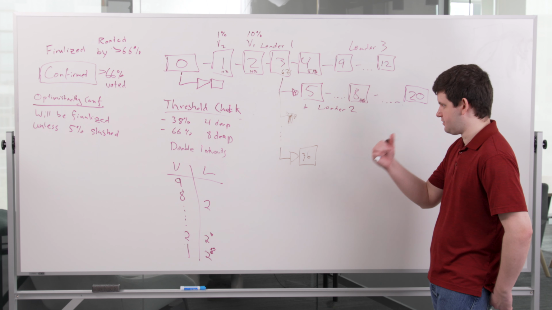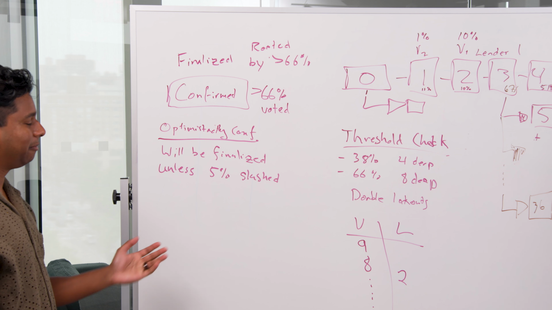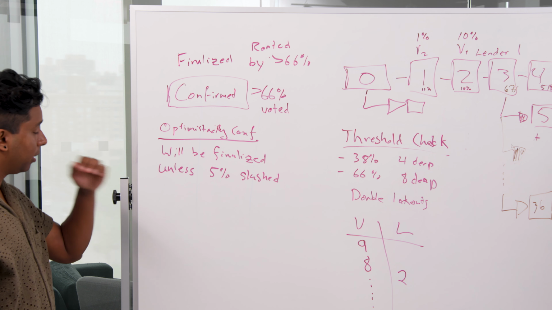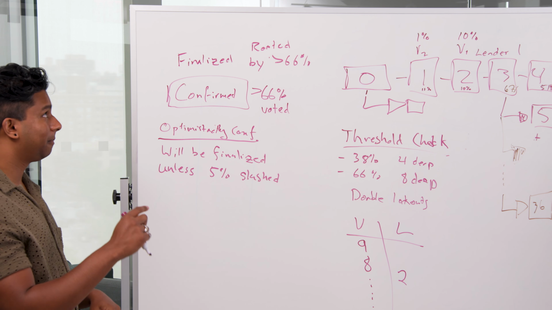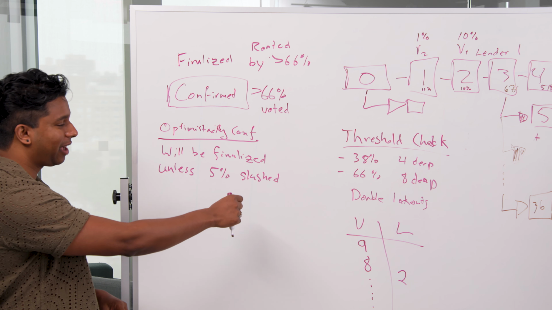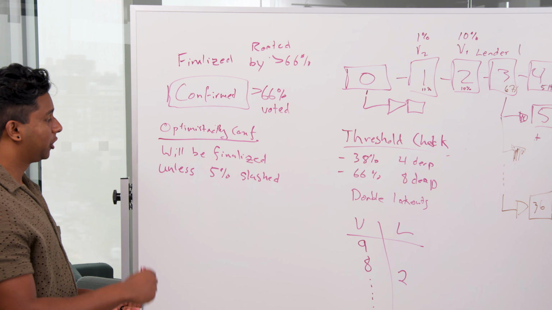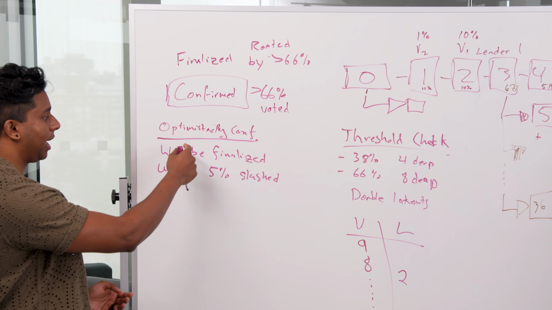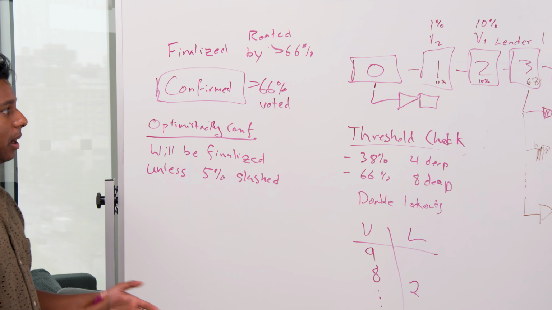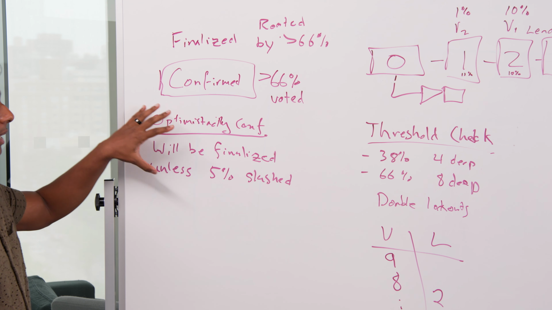Got it. So that's why it's 38, because it's 5 plus 30. 5 plus the super minority. Got it. And so it's not to say that if 5% perform a slashing violation, all optimistically confirmed blocks are going to be rolled back. It's just that there is a slim chance that it does get rolled back if at least 5% gets slashed. There needs to be a couple more things that happen, but that's the guarantee that we give.